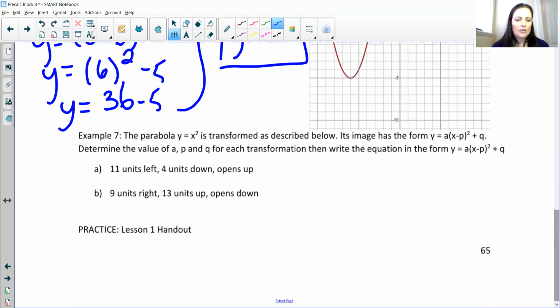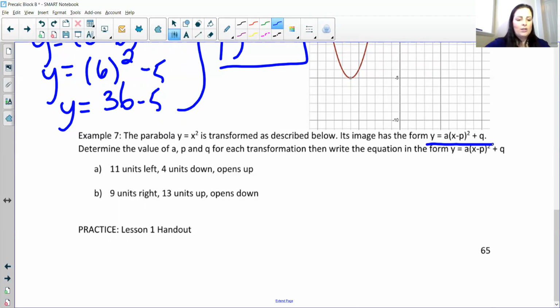Okay. So this last example is a word problem. It says the parabola y equals x squared is transformed as described below. Its image has the form of this. That's just the vertex form that we've been learning about. Determine the values for A, P, and Q for each transformation and write them in the form y equals A times x minus p squared plus q, or minus p. Yeah, I said it right. All right, so pause the video here and see if you can figure this one out on your own.